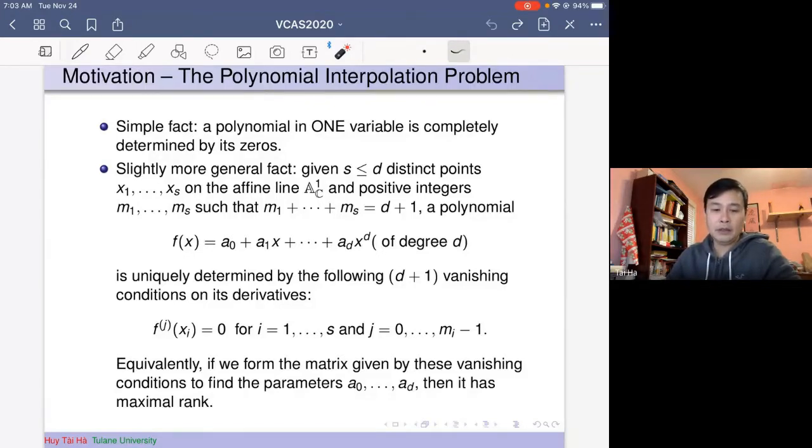So equivalently, if we form the matrix given by these vanishing conditions, treating a_0 up to a_d as our parameters, then we would have a d plus 1 by d plus 1 matrix, and the statement that this polynomial is uniquely determined by the vanishing conditions is really the same as saying that this matrix is of maximal rank.